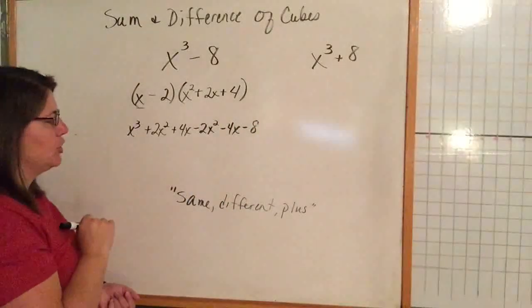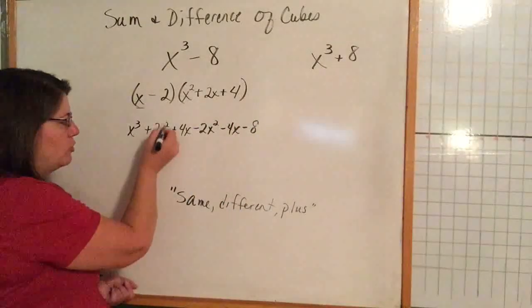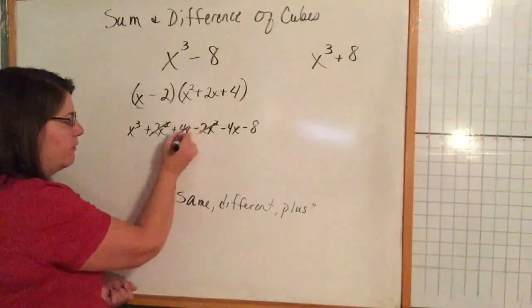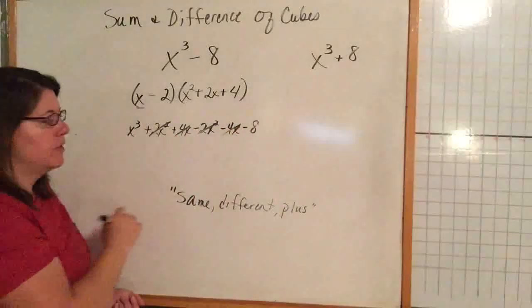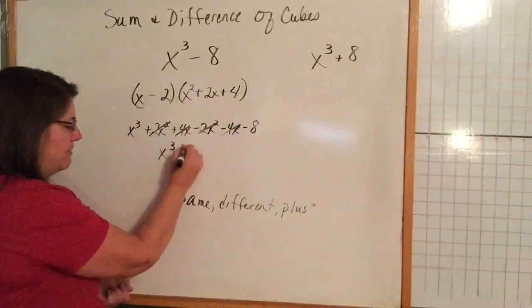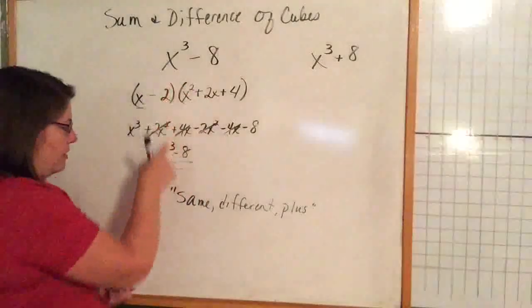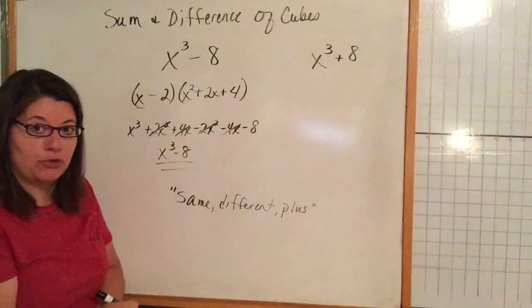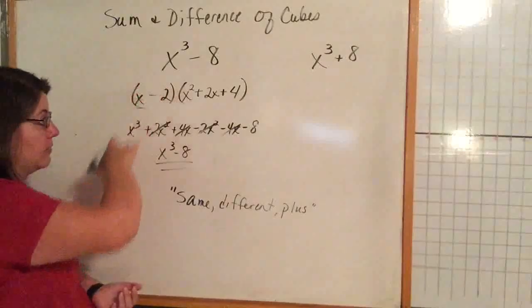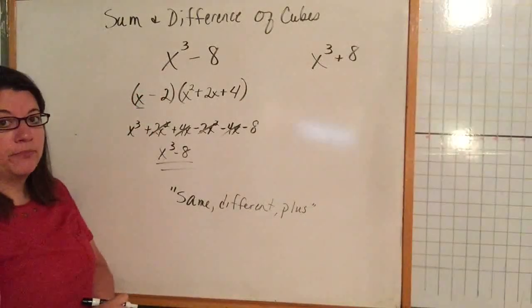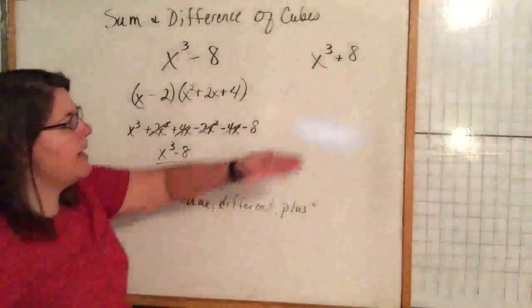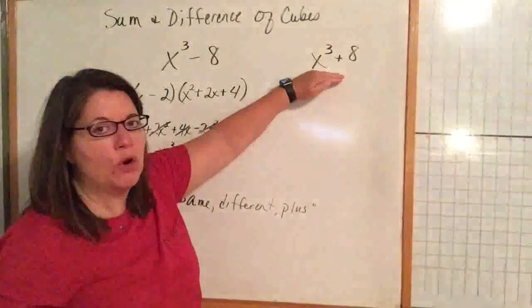Then I'm going to add my like terms. Well, hopefully you notice 2x squared and negative 2x squared and 4x and negative 4x, they cancel. So that leaves me with x cubed minus 8, which is what I started with. So that must be true. We must be able to factor sum and difference of cubes. Okay? So let's look at the one that has the sum to make sure that works.